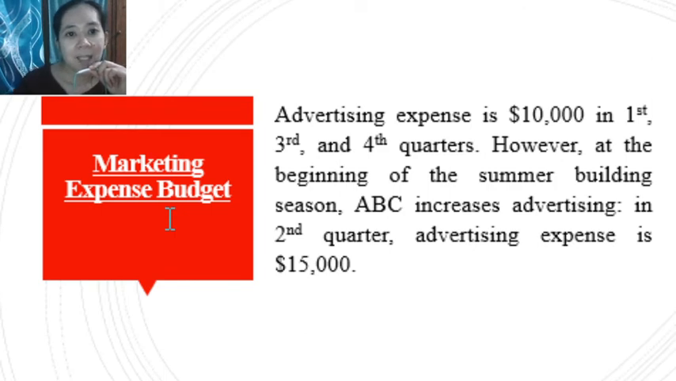So advertising expense is $10,000 in the first, third, and fourth quarters. However, at the beginning of the summer, this is when they consider it as the building season. So the company will increase the advertising in the second quarter to $15,000.